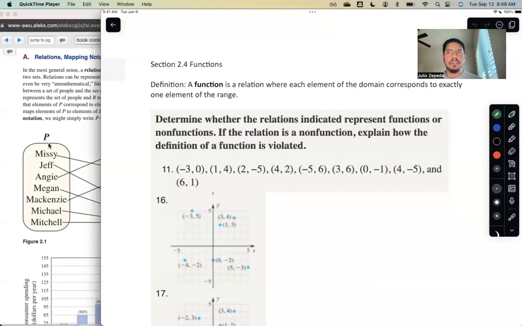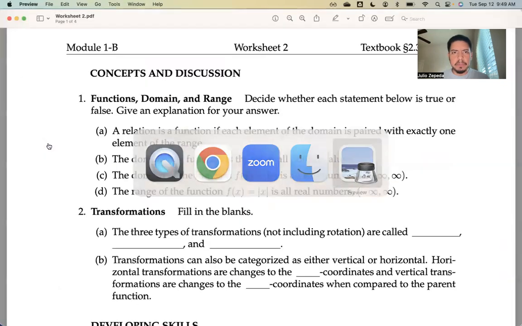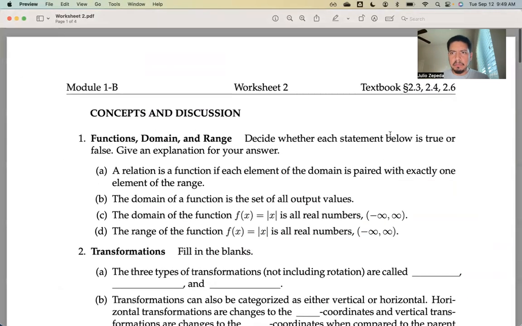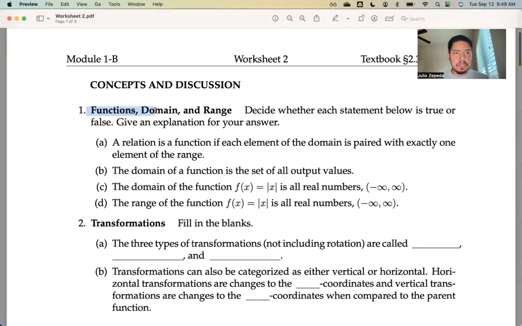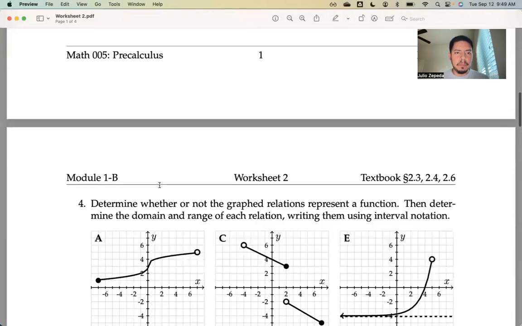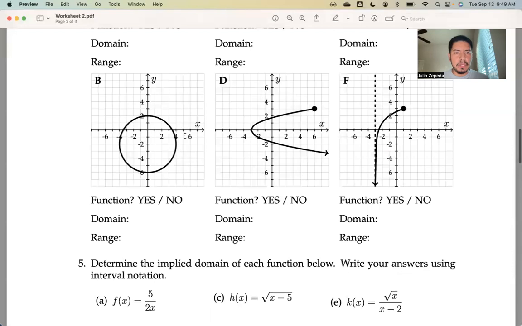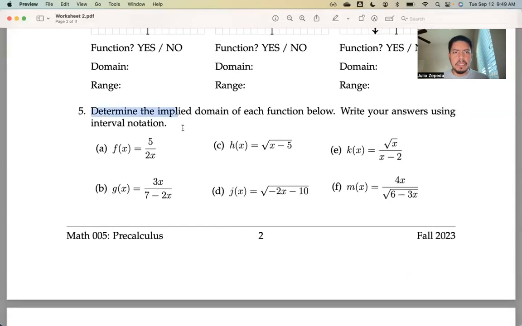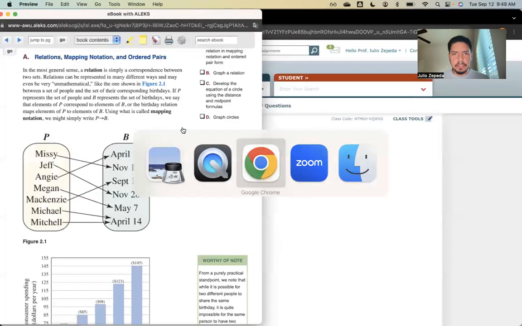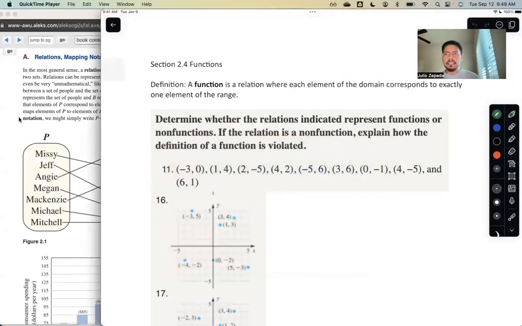Today we're going to go over functions, which is one of the topics that comes up in worksheet number 2. The section that I'm going to cover in this video is section 2.4, and we're just going to go over a brief, quick review over functions. It's covered in problems number 1, problem number 4, and problem number 5. So let's go ahead and take a look at the material here. This material is from the textbook that we're using for this class. You can access that through Alex. I have it open here.